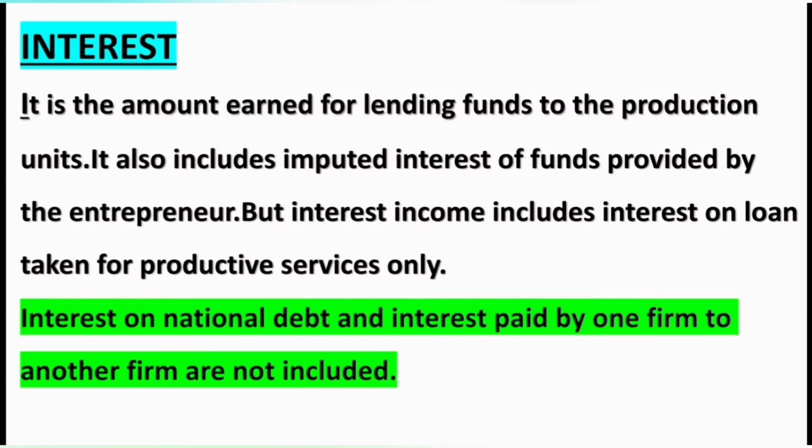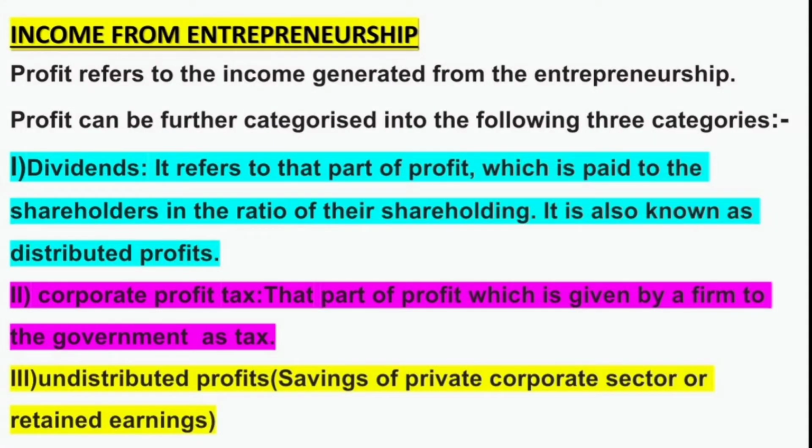So next is interest. It is the amount earned for lending funds to the production units. It also includes imputed interest of funds provided by the entrepreneur. So it is the income of the factor input capital. Next is income from entrepreneurship, that is profit. It refers to the income generated from entrepreneurship. Profit can be further categorized into dividend, corporate profit tax and undistributed profit.